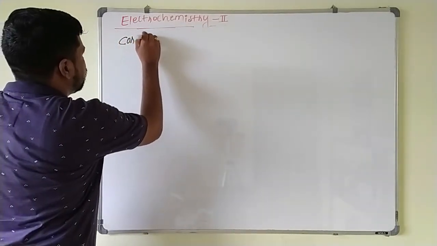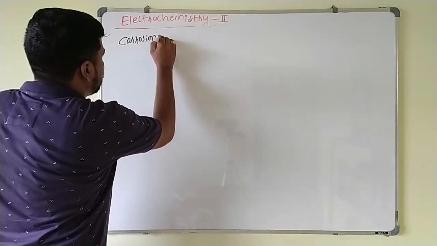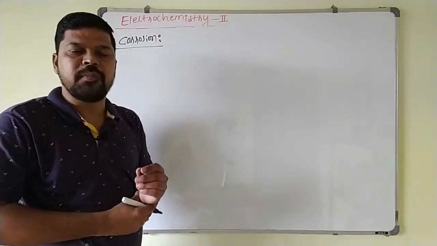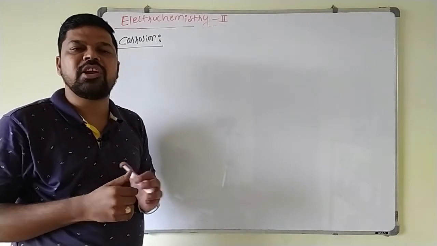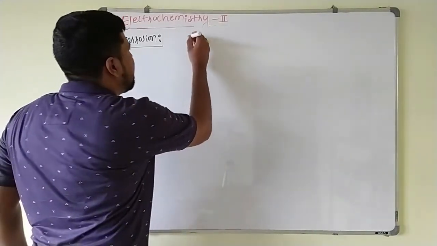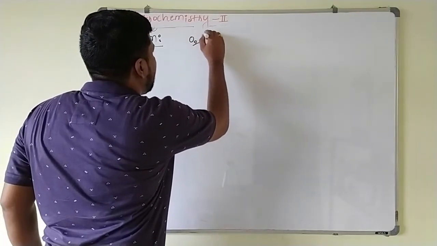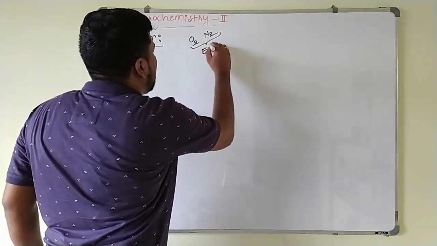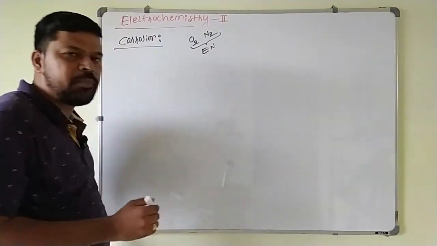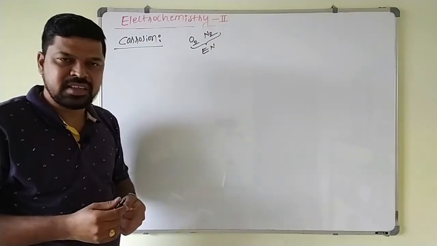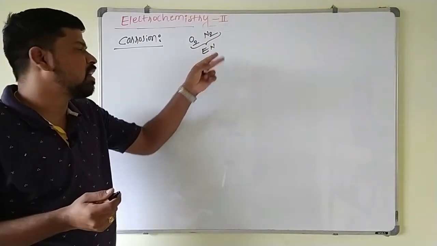So what is corrosion here? The materials which are made up of metal are in contact with non-metallic atmospheric gases. These atmospheric gases, like oxygen or nitrogen, are highly electronegative in nature, and the materials which are made up of metal are in contact with these atmospheric gases. Metals are highly electropositive and these gases are highly electronegative.